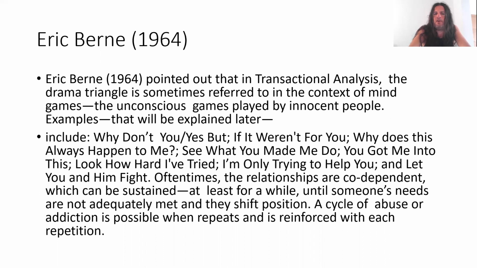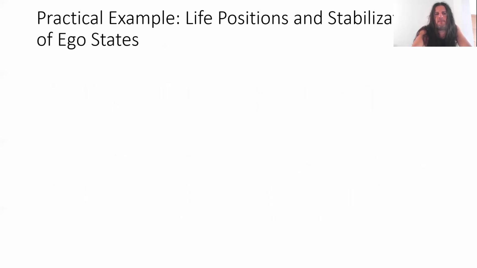Oftentimes, the relationships are codependent, which can be sustained for at least a while until someone's needs are not adequately met and they shift position. A cycle of abuse or addiction is possible with repeats and reinforcement of each repetition.